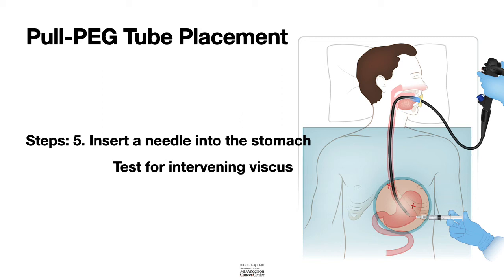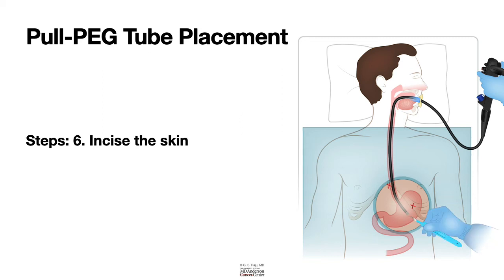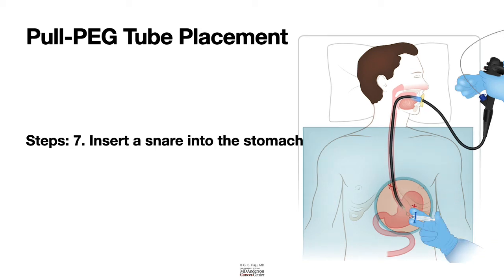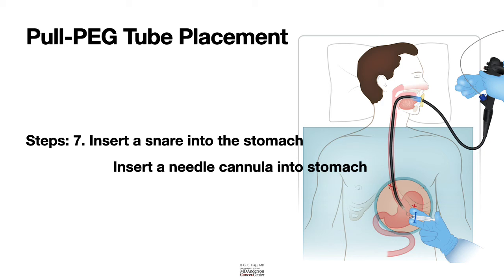The next step is you incise the skin at least 1/2 inch, skin and subcutaneous tissue, and giving that good amount of incision will help you pull the PEG tube out easily. And then the next step is insert a snare into the stomach so that the snare is ready to catch the needle catheter that will be introduced from the skin into the stomach.